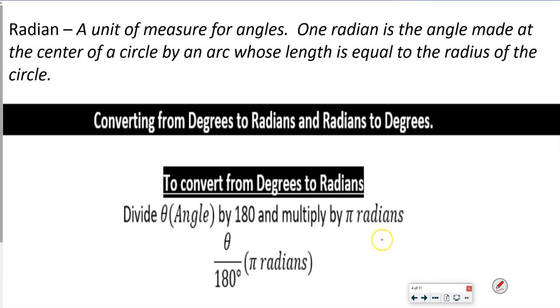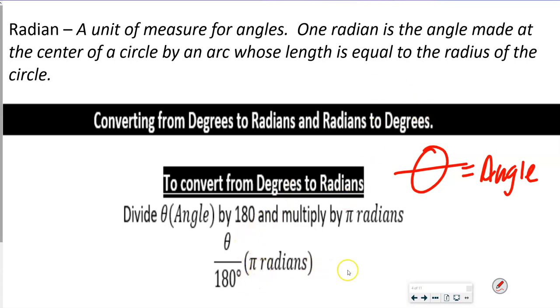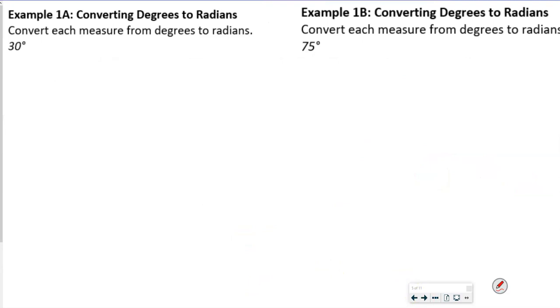So basically, to convert from degrees to radians, you're just going to divide whatever the angle measure. Remember, theta always means angle. Okay, that's what it means, okay? When it has theta, it means you're going to take the angle, the degrees, and divide it by 180 and add on to it pi radians. So it's a simple process, y'all.